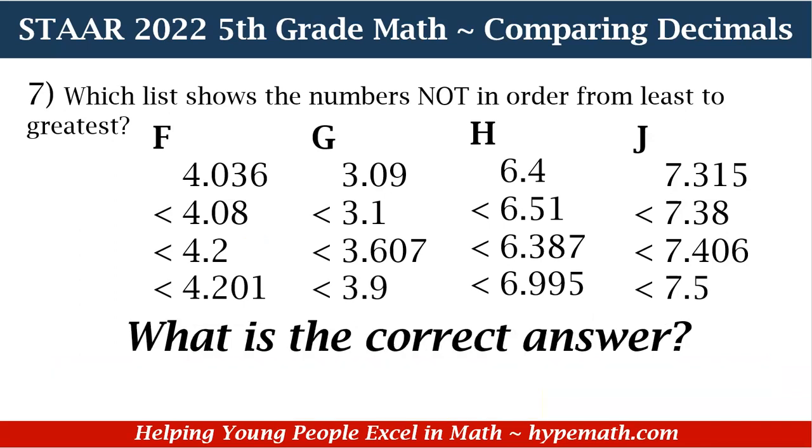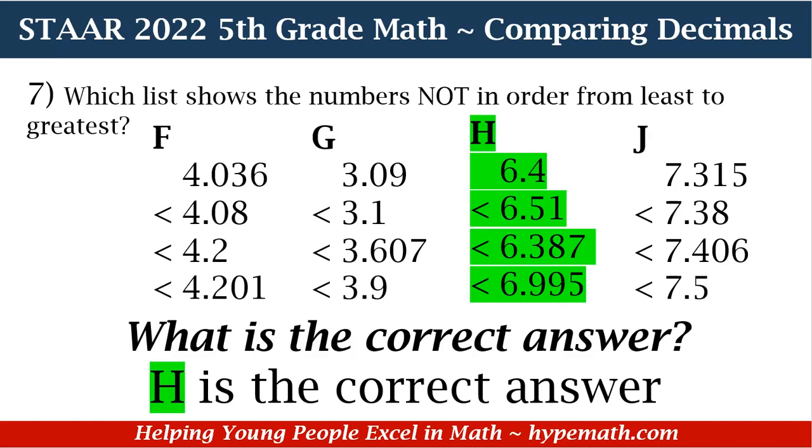So when we ask ourselves, what is the correct number? It is H. H is not ordered from least to greatest. And that's how you have to walk through when comparing and ordering numbers, and just being able to look and see what the directions say and go through those different steps to compare and order decimal values. Let's look at number 8.